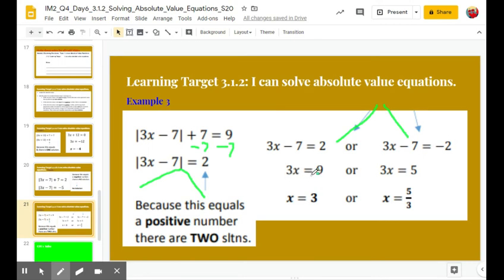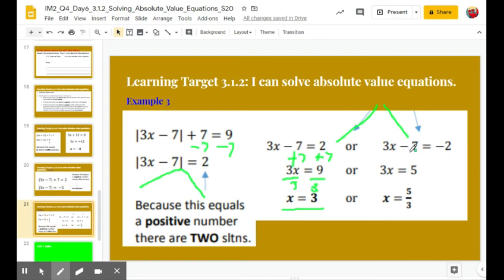So you get 3x equals 9. We divide both sides by 3. I guess I should show you here. We added 7 to both sides, right, at first. Addition property of equality. All right, so now we divided both sides by 3, division property of equality, and we get x equals 3. All right, that's one solution.